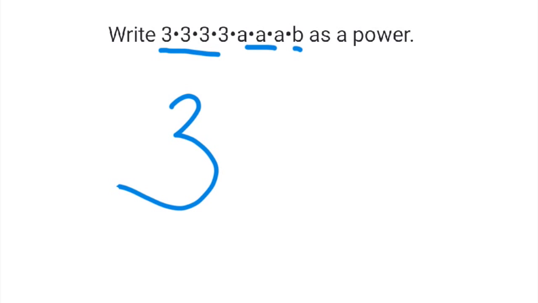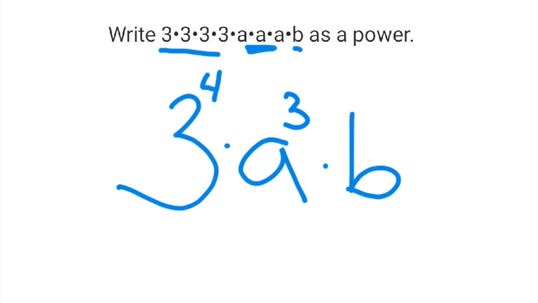Write 3 times 3 times 3 times 3 times A times A times A times B as a power. We have different bases here, so we have to do it in steps. 3 is a base, and there's 4 of them, so that's 3 to the power of 4. The A's do not go with the 3's, so we just put times A, and how many A's are there? There are 3, so put 3 as the power, or the exponent, times B, and there's only one B, so you could write a 1 or just leave it off, because if you see it, it means that there's just one of them. So the answer is 3 to the 4th power times A cubed times B.